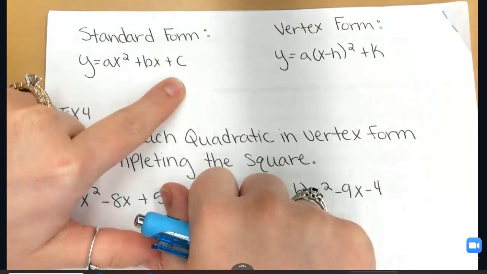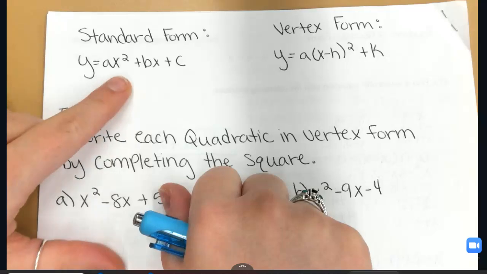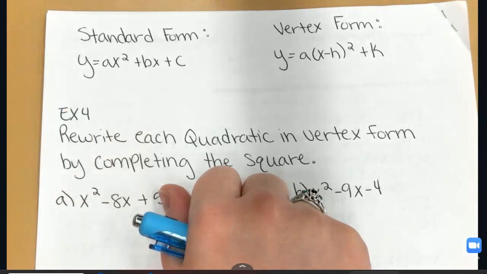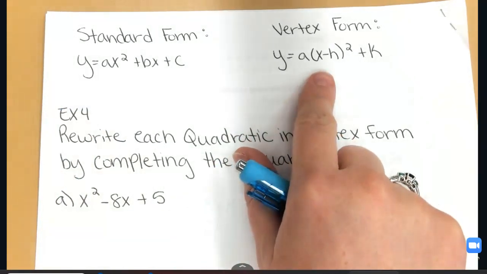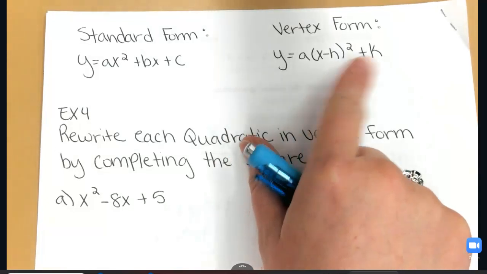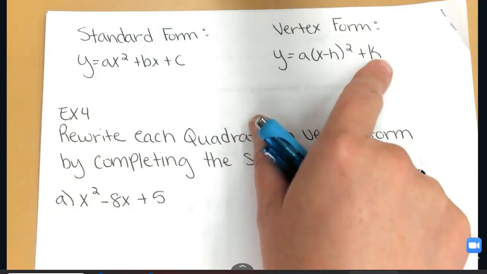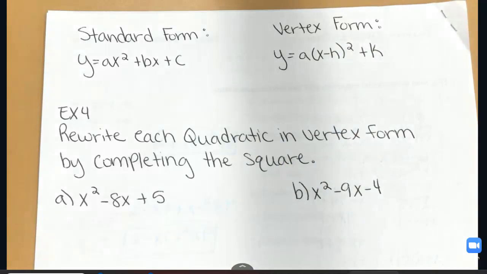So standard is what we've been working with for the most part here, ax squared plus bx plus c. Vertex, a times (x minus h) squared plus k, tells us where our vertex is at, (h, k). Now in the fall, we learned how to go between these two forms by using the vertex formula. Remember, h was negative b over 2a. You would plug that in to find your k value.